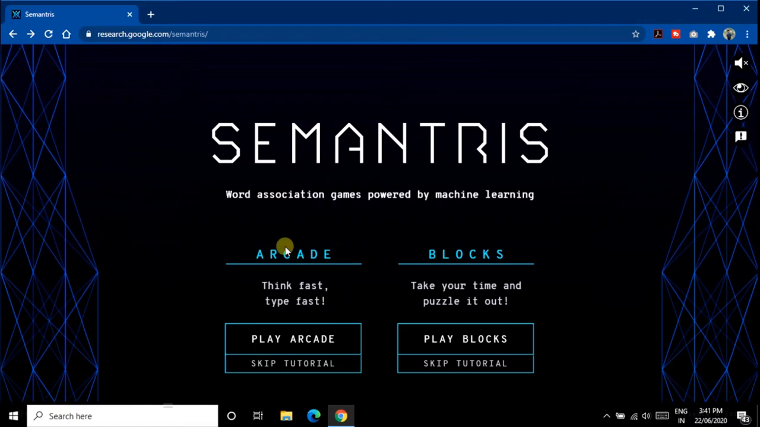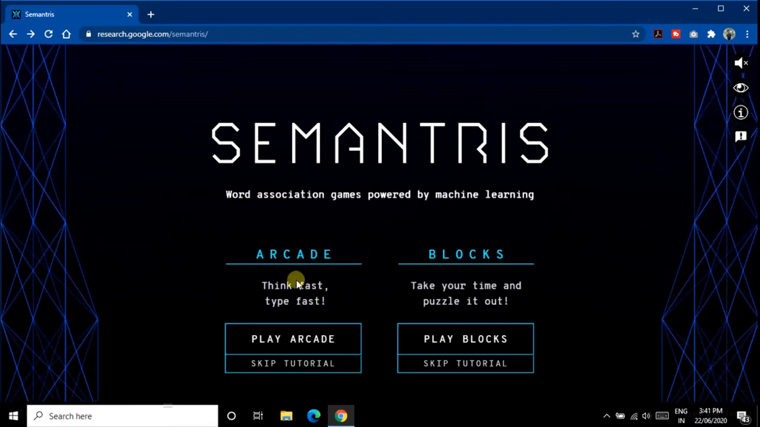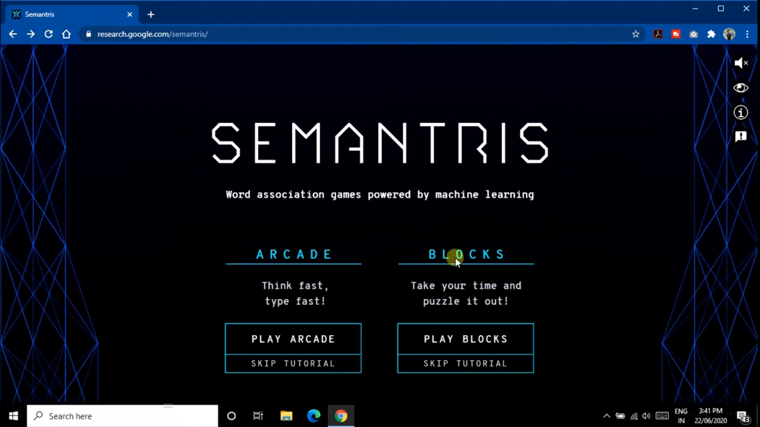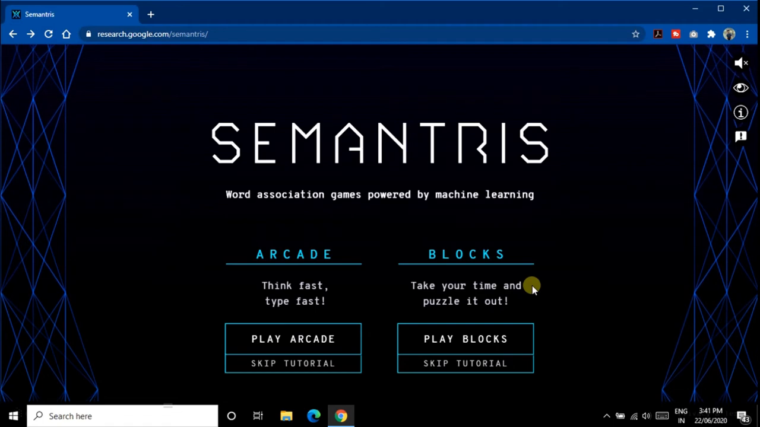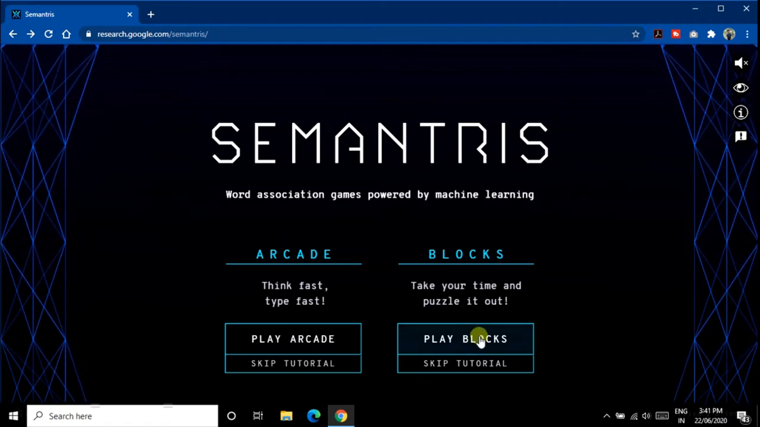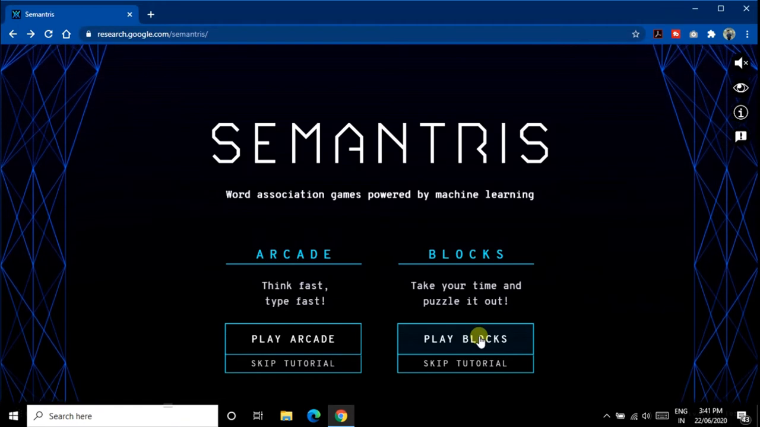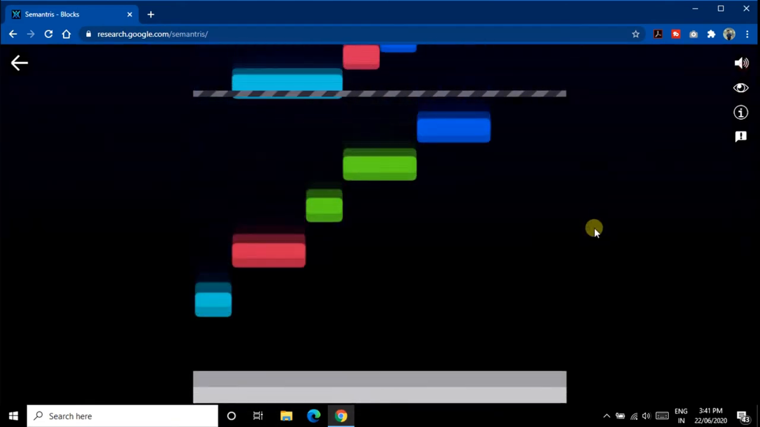It has got two modes. One is arcade mode, which is think fast, type fast, because here there is a time limit. The other is blocks mode, in which you take your time and puzzle it out. So without wasting any time, you will see one by one how it is played and how AI and machine learning are applied here.